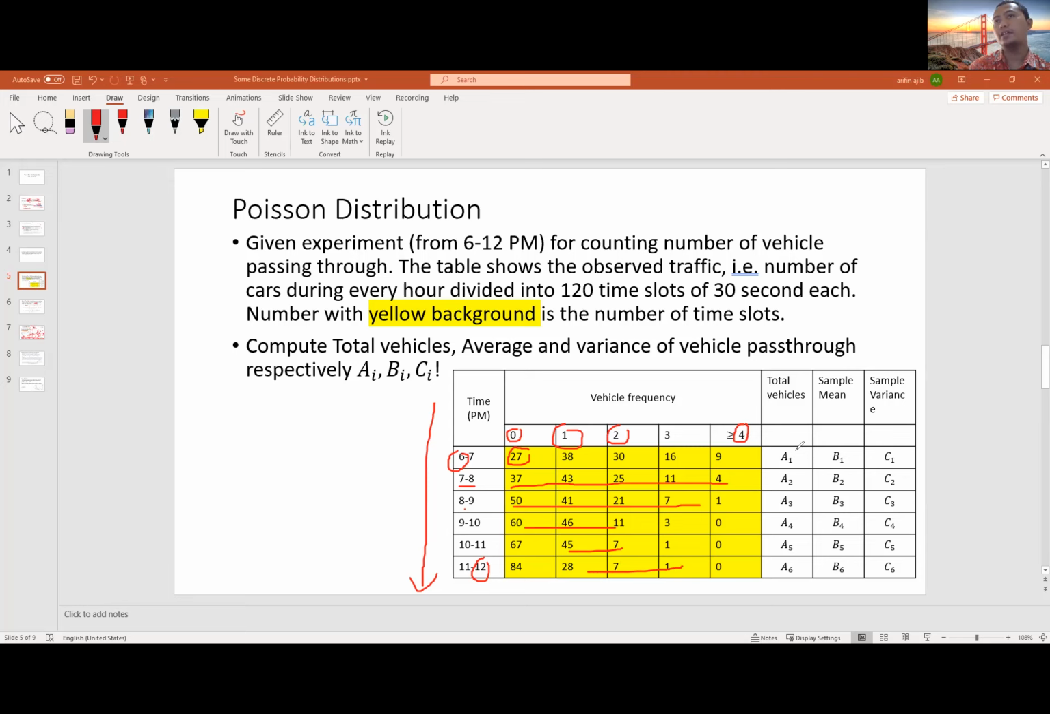And then the task or the question is, please compute the total vehicles in this time. Compute the total vehicles between this time. Also compute the average for each time slot, how many vehicles, and compute the variance given the data. Okay. Any questions?